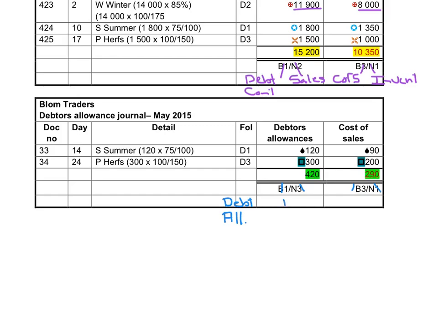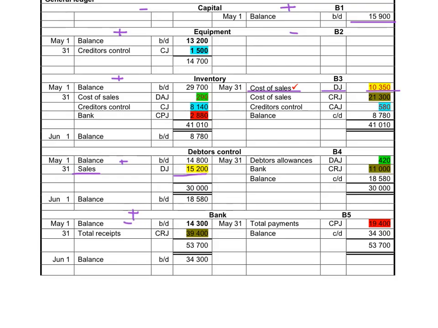The debtors owe us less money, so we have to indicate that the debtors, that's an asset, will decrease on the credit side. We receive the inventory back, so inventory, that's an asset, will increase on the debit side, and the expense for cost of sales will decrease on the credit side. The debtors control is credited with 420.